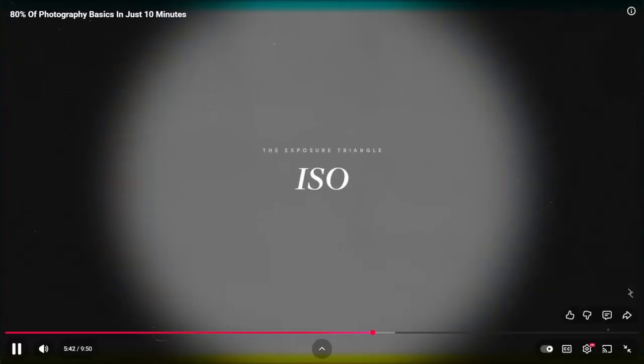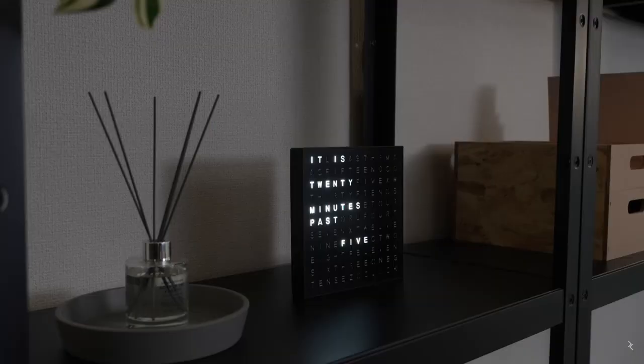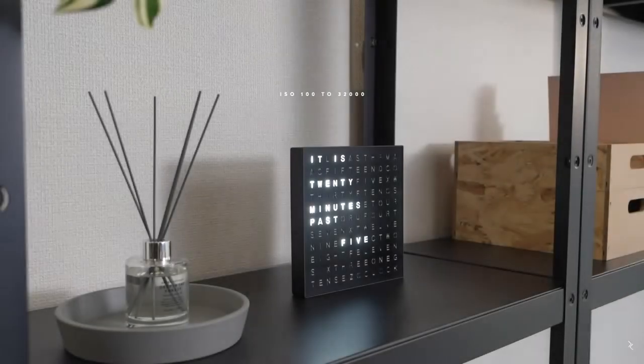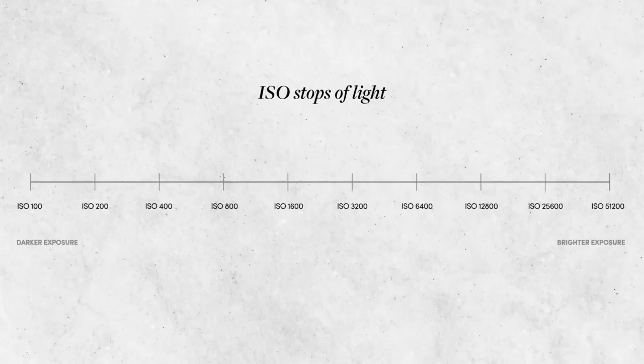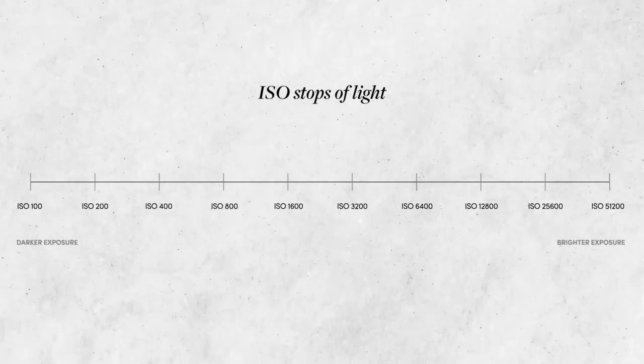And the last component of the exposure triangle is ISO. So ISO refers to the amount of gain the image has. So think of it like giving the sensor more power to brighten up the image if need be. Common stops of ISO are ISO 100, 200, 400, 800, 1600, 3200, 6400, and so on.